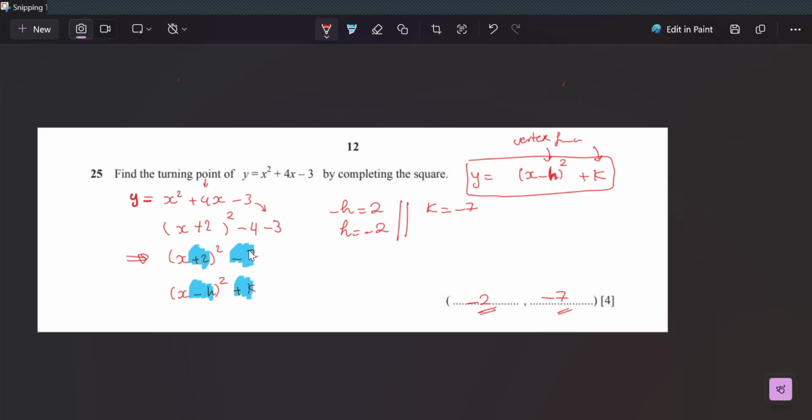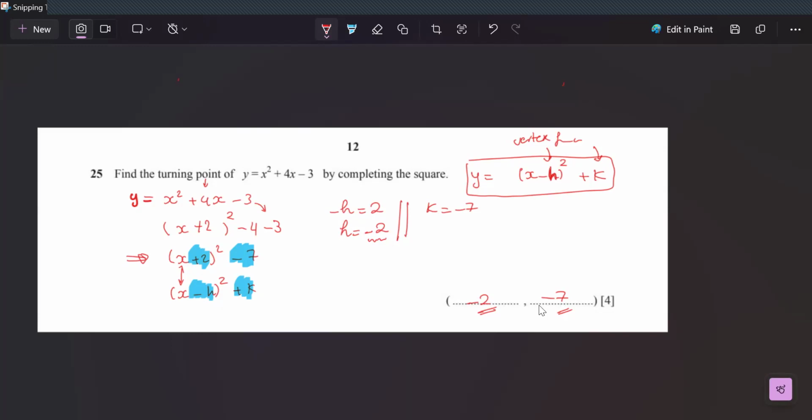So take this form, put it down like this and compare. You will see here x, the same x. So minus h equal 2, the 2 highlighted in blue. Minus h equal what? 2. So right here, minus h equal 2. From here, send the negative to the other side. So h equal what? Negative 2. And then the other highlighted one, that positive k equal negative 7. So k equal what? Negative 7. You got it?